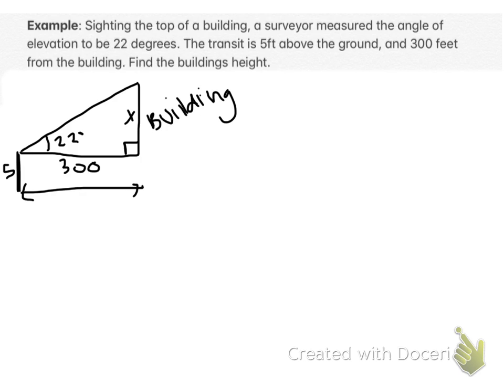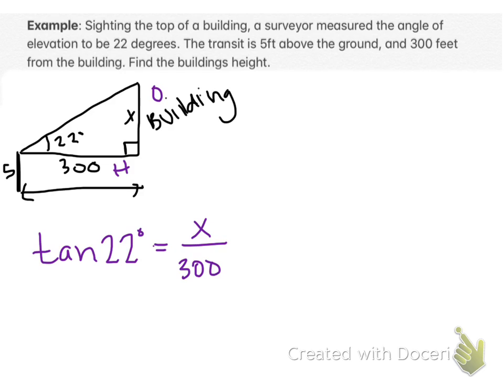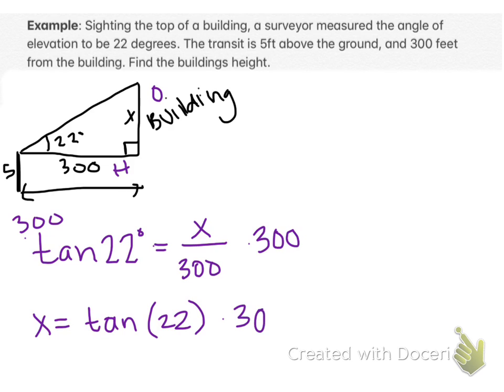So based on the information that's presented to us, we've got to determine which trig function we're going to use. In this instance, we're going to be using tangent because I don't know the hypotenuse, so therefore sine and cosine are out of the running. So I know that tangent of 22 degrees equals my opposite side, which is x, over my adjacent side, which is 300. To solve, we're going to multiply both sides by 300. And this is something that you would just type in the calculator. So the way you would type this in the calculator is tangent of 22. Make sure you close the parentheses and then you times it by 300.